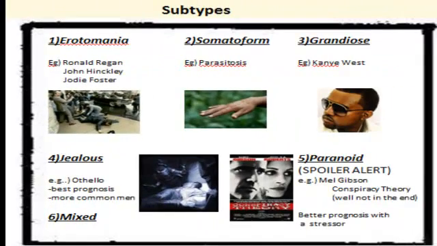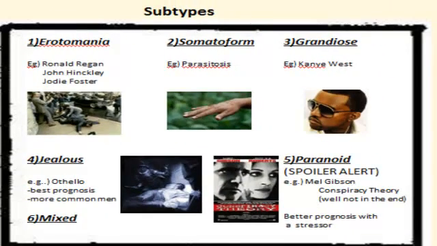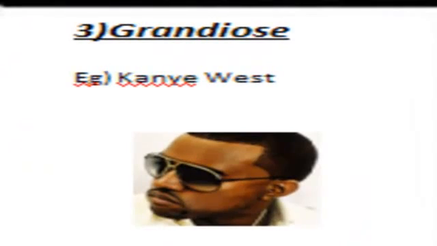Somatic type is having delusions of feeling tactile things. For example, parasitosis, bugs crawling over your skin. Now remember, it cannot be in relation to a substance abuse disorder. Just because you're too high on amphetamines does not mean you have delusional disorder. A grandiose type is when you think you're greater than you are. For example, Kanye West. Okay, Kanye, you're good, but you're not that good, man.